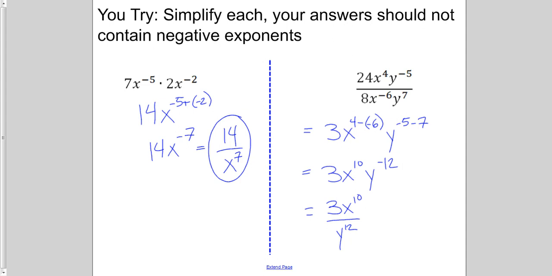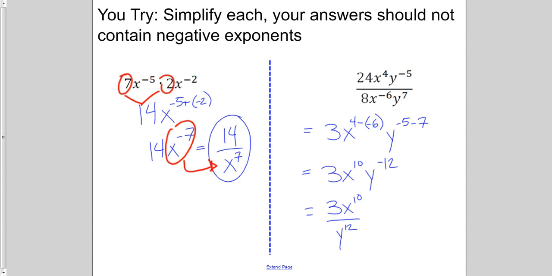You see here on the left, our final answer is 14 over x to the 7th, because when we multiplied our x's together, we had a negative 5 and a negative 2 as our exponents. Adding them together gave us x to the negative 7th, and we moved that term to the bottom to make that exponent positive. Keep in mind that the coefficients here, the 7 and the 2, don't apply to the exponent rules. We just multiply those together and get 14.